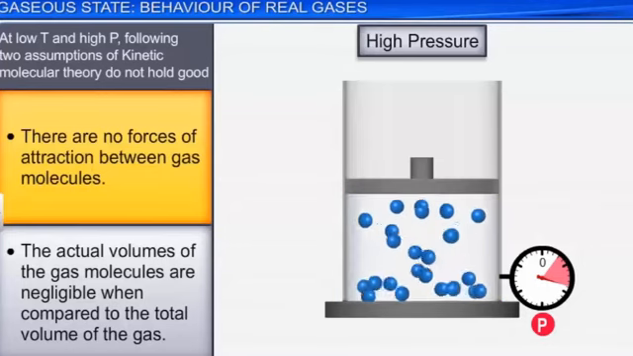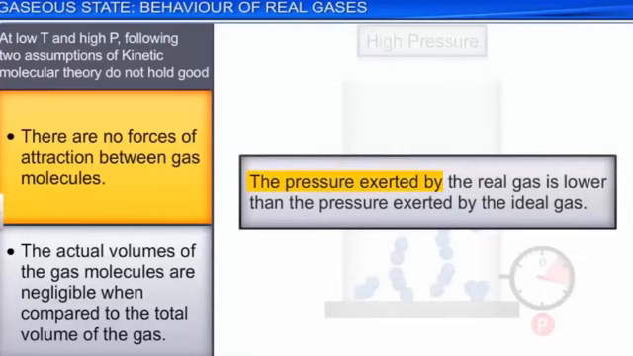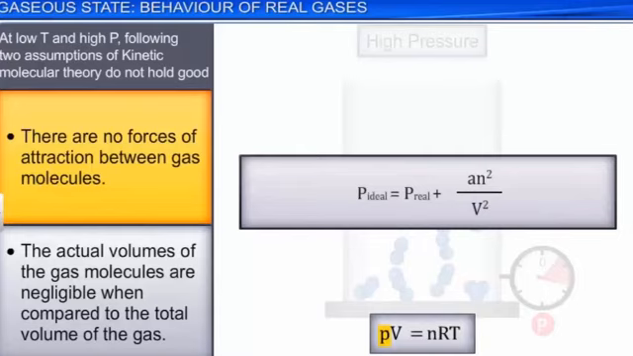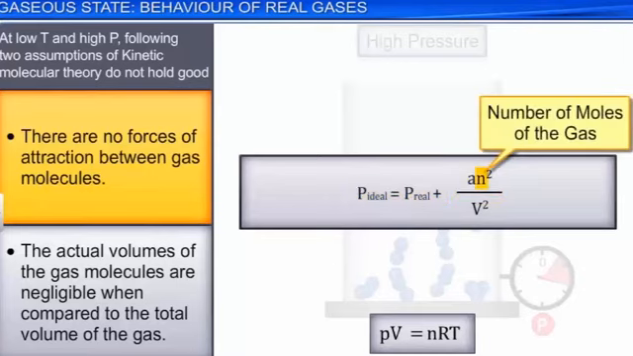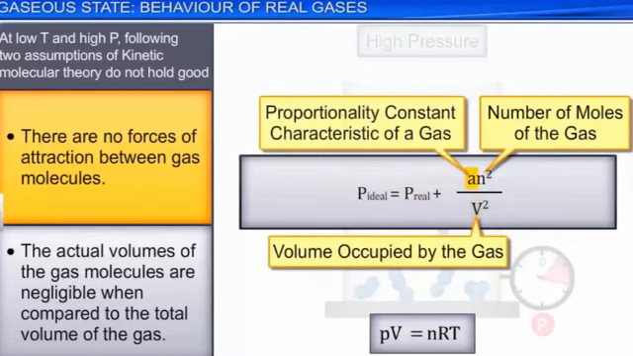Thus, we can see that the pressure exerted by the real gas is lower than the pressure exerted by the ideal gas. Hence, the pressure in the ideal gas equation is corrected as P ideal is equal to P real plus a n squared divided by V squared, where n is the number of moles of the gas, V is the volume occupied by the gas, and a is the proportionality constant characteristic of a gas.